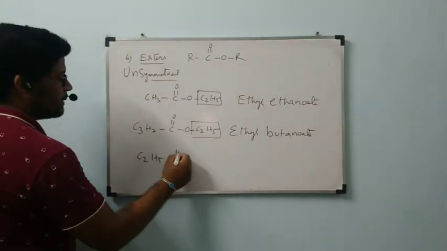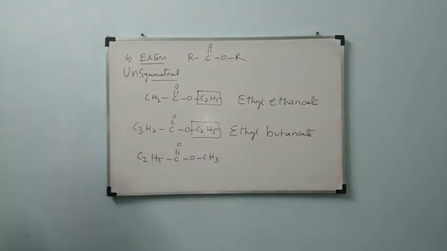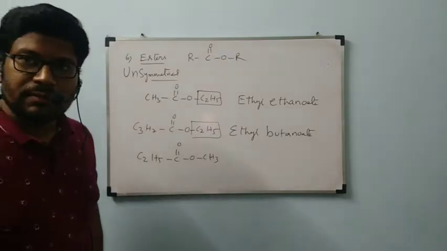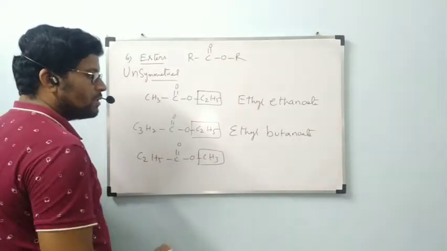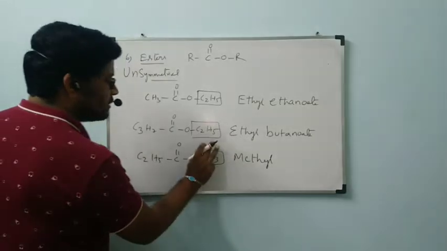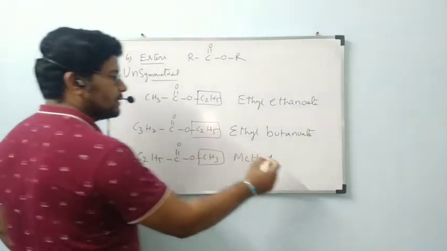C2H5 C double bond O OCH3. The alkyl group which is bonded to oxygen is the methyl group. Keep it in a box. Write the name methyl and close that one. How many carbons remain? 3 carbons. 3 carbons means propanoate.